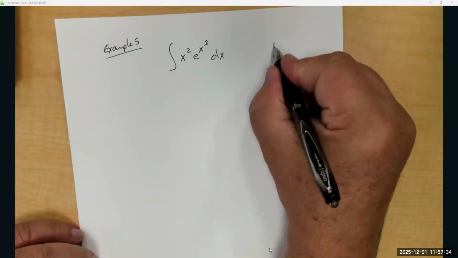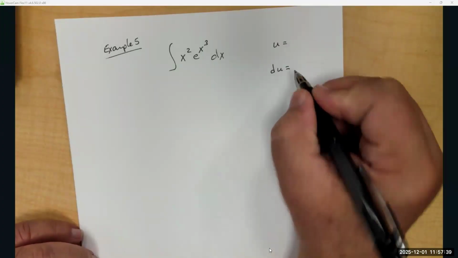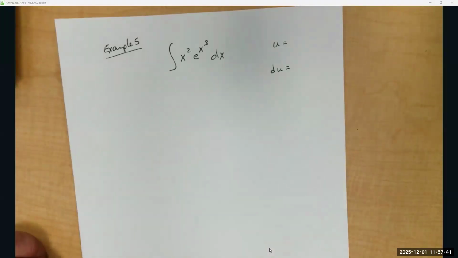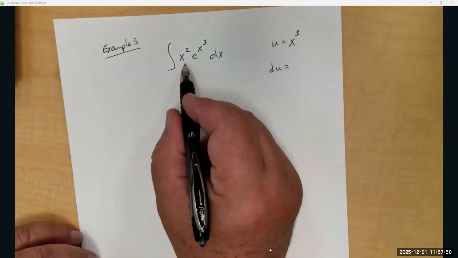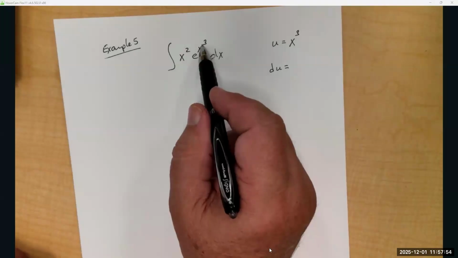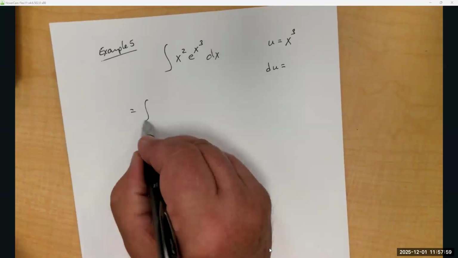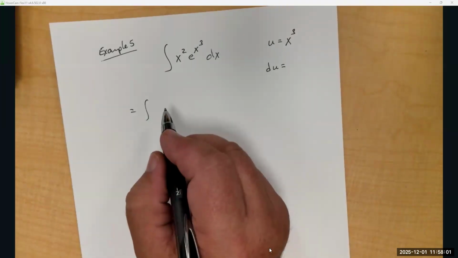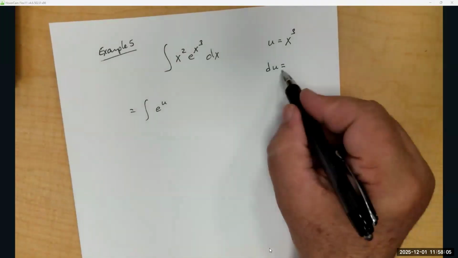Again, first thing you have to determine is what u and du are. So what do you think our u is? Yeah, it has to be the x cubed. It can't be the x squared, because how can this thing go to an exponent up here? This one could be e to the power u. What's du going to be?